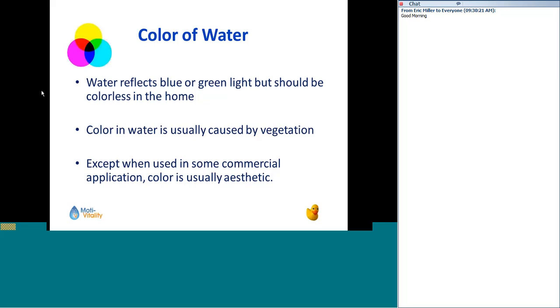It's not going to hurt anything except aesthetics. You fill up a big white bathtub and it looks like somebody peed in it, and that's aesthetically, people don't like that. So you can determine whether or not it's tannins in the water.